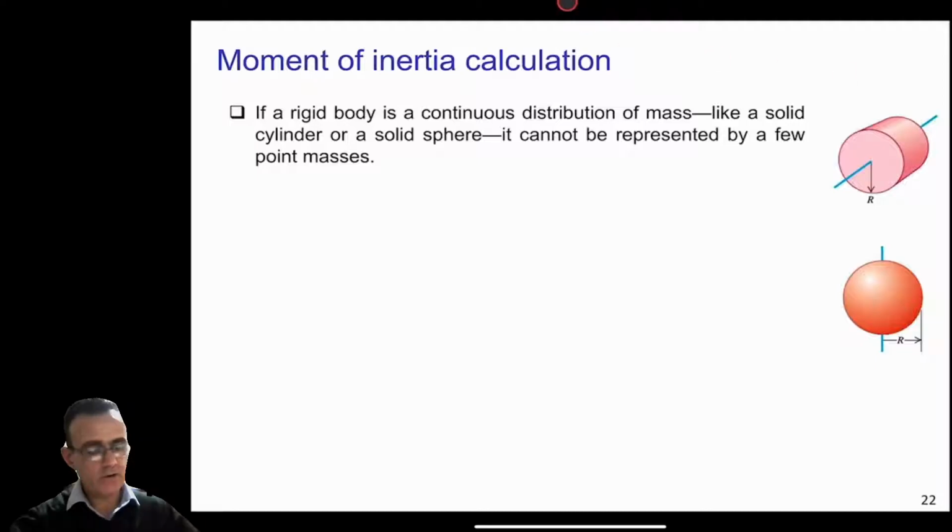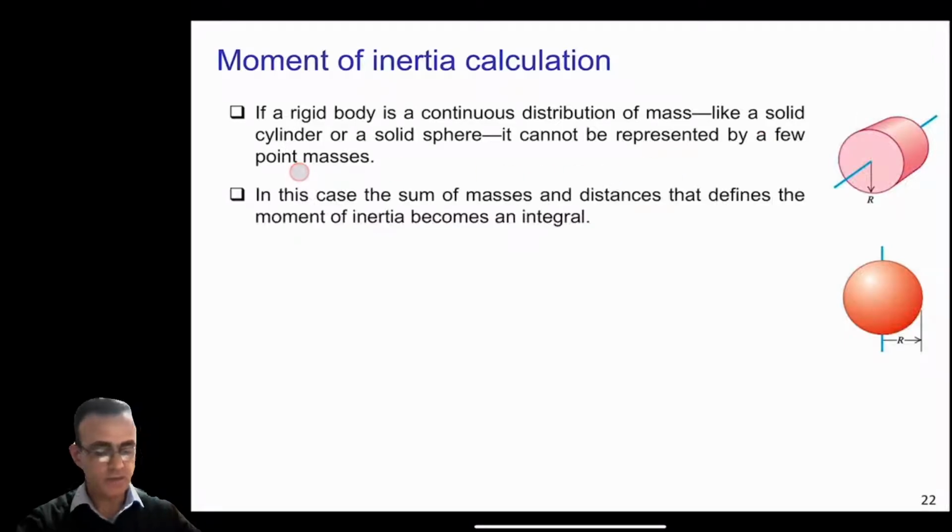Okay, now finally we will briefly discuss how to calculate moment of inertia for different examples. The first one is moment of inertia calculation. If a rigid body has a continuous distribution of mass, as you can see in this case, like a solid cylinder or solid sphere, it cannot be represented by a few point masses. So in this case, the sum of masses and distances that define the moment of inertia becomes an integral.